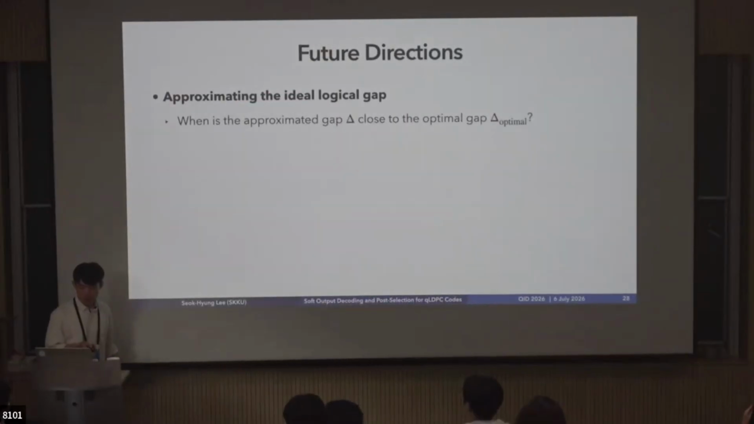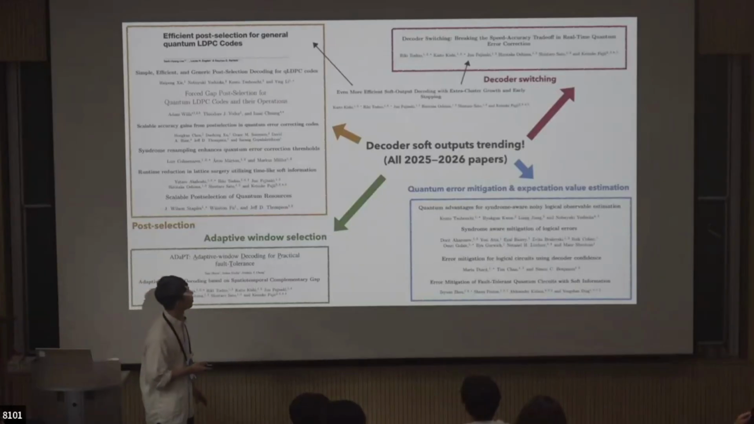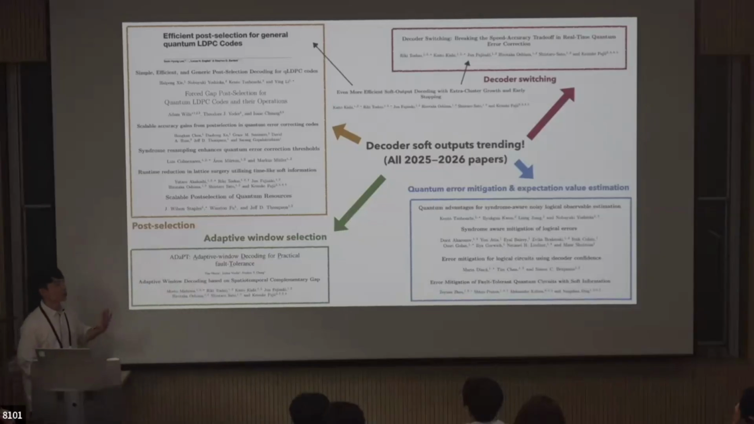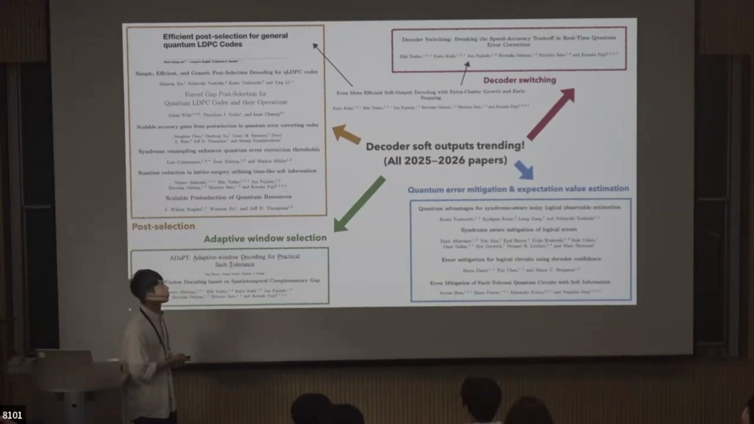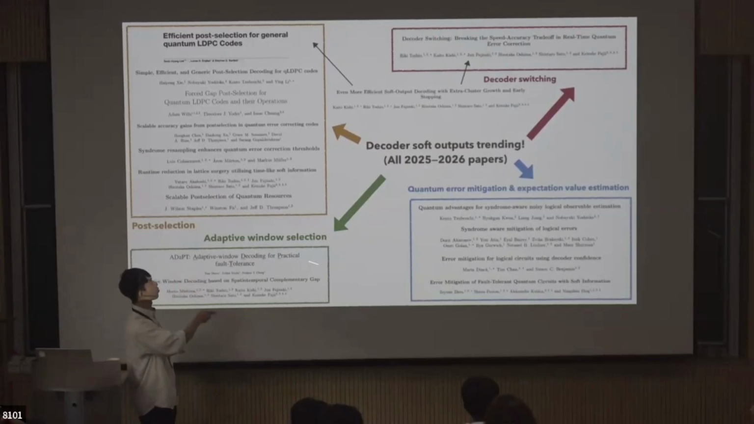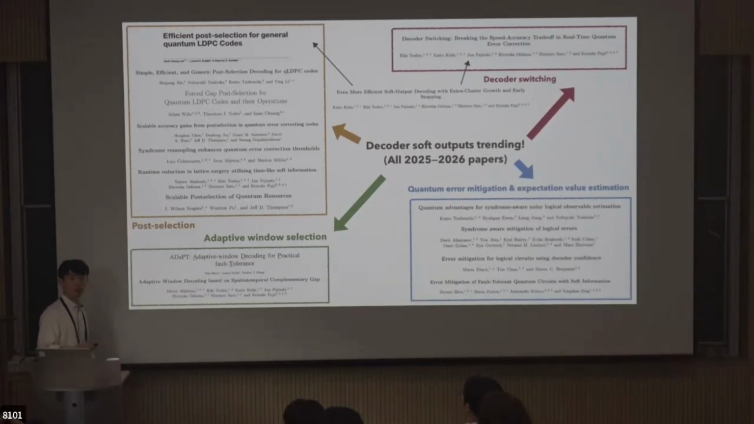Yeah, it's almost ended, so let me just finalize with this slide. I wanted to emphasize that this field, these topics of decoder soft outputs, have been very trending recently. For almost 1 year, quite a lot of papers have been released, including the 3 papers I introduced. There have been quite a lot of papers about post-selection, and we can also utilize the soft information for other use cases.